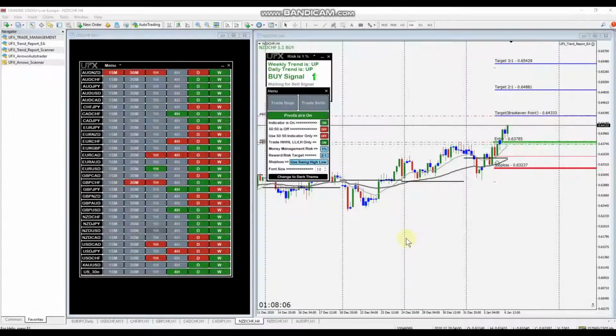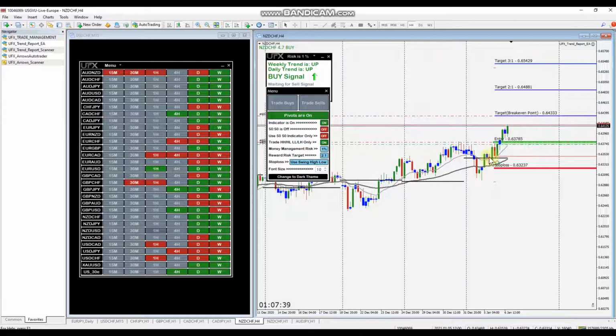Okay, so I want to go over the New Zealand Swiss buy trade that I'm currently in. I put the trend report EA on the 4-hour chart. Over here on the trend report scanner, you can see the New Zealand Swiss. The weekly and the daily are both green, and the 4-hour signal was green as well, right off of this area here, off of this red bar.